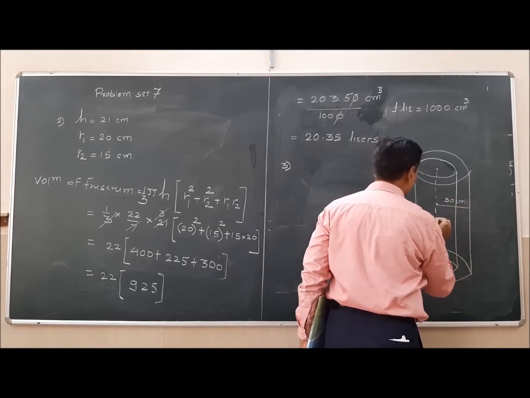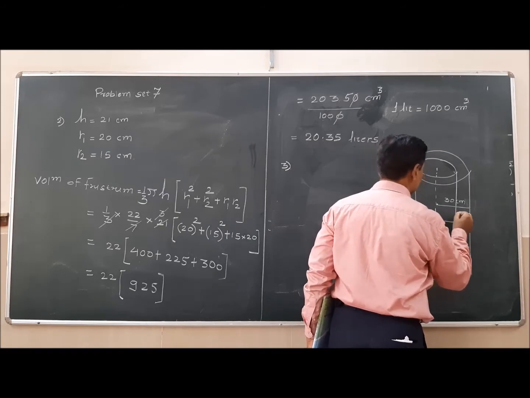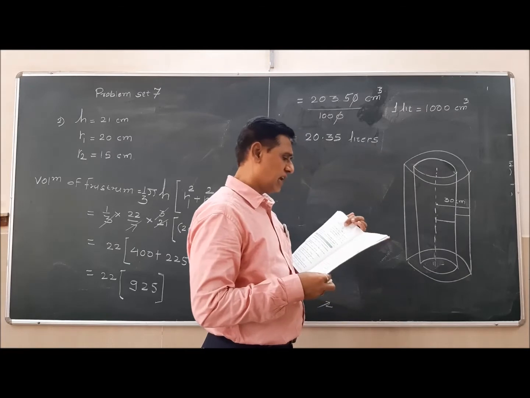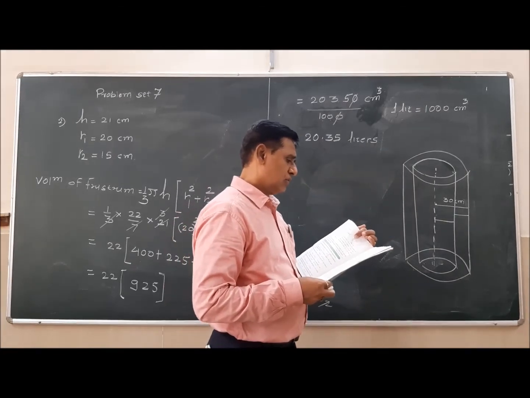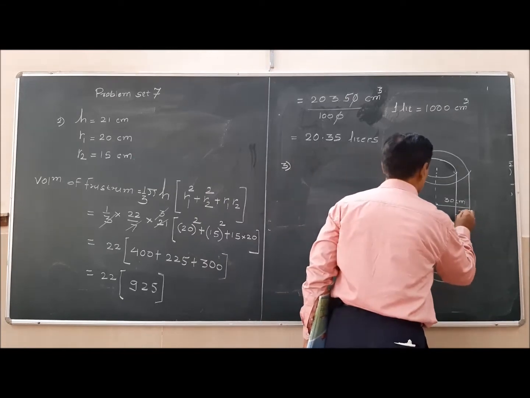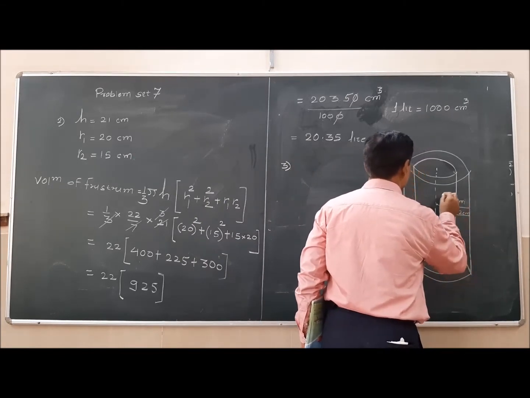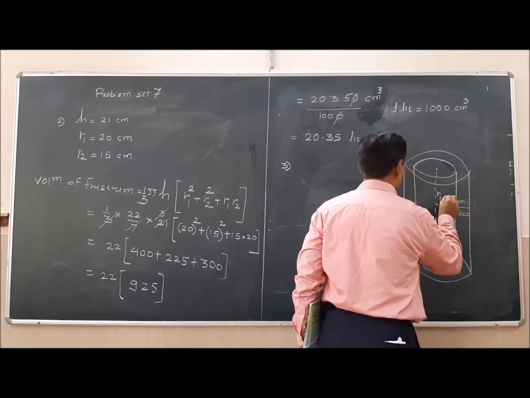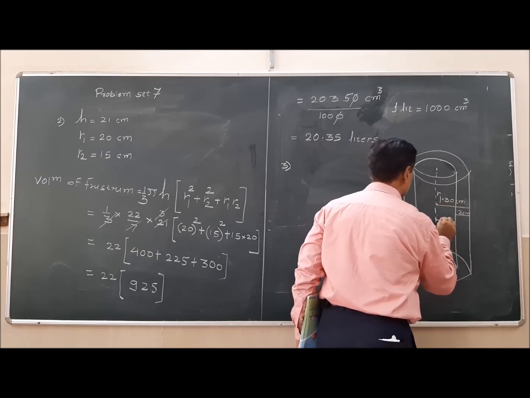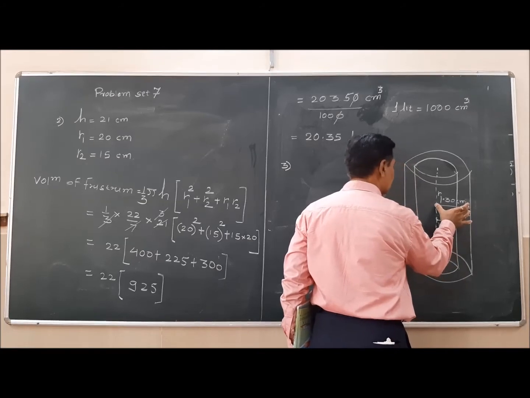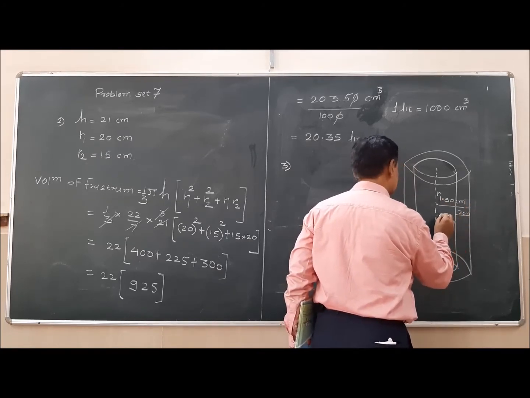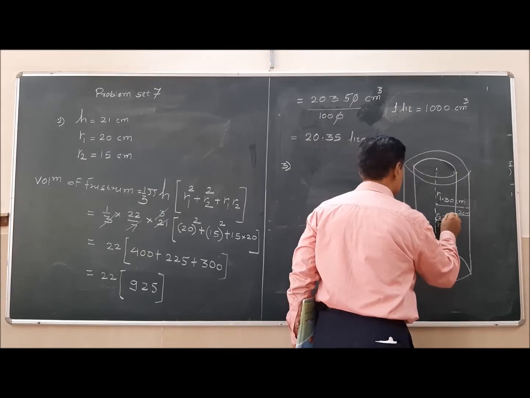And very important to note that thickness. Thickness is given as 2 centimeter. So naturally, if I call this R1 and this R2, then from here to here the total is how much? 30. Thickness is 2, therefore I'll get R2 as 28.